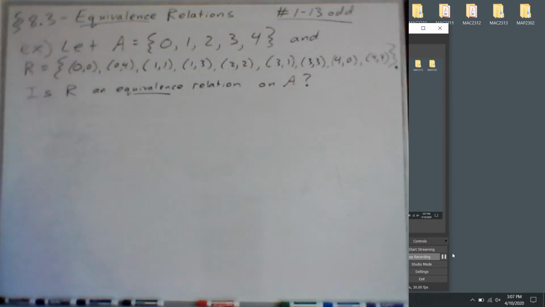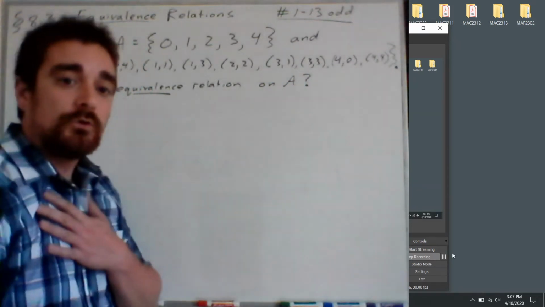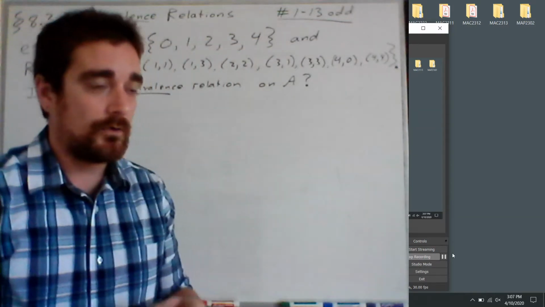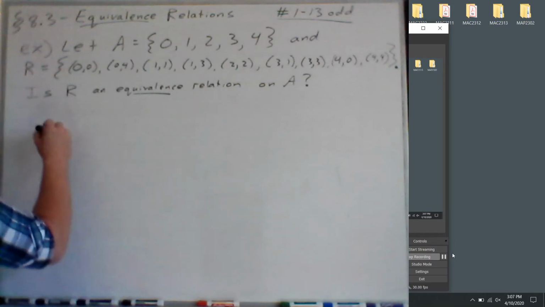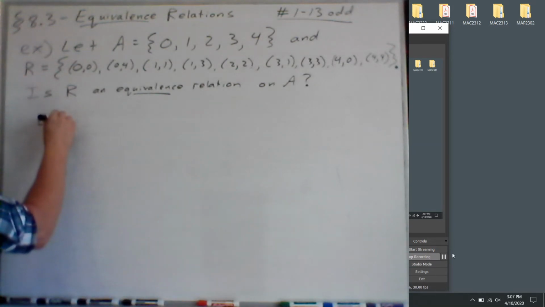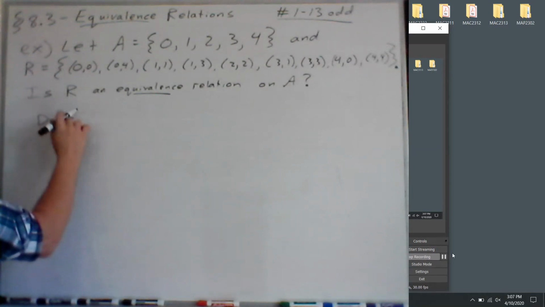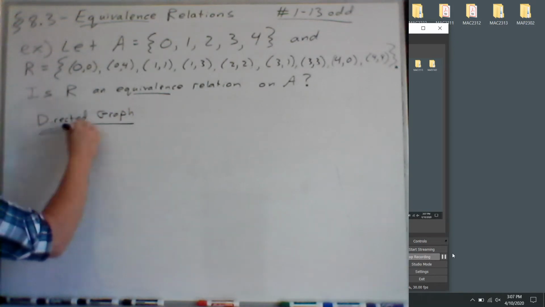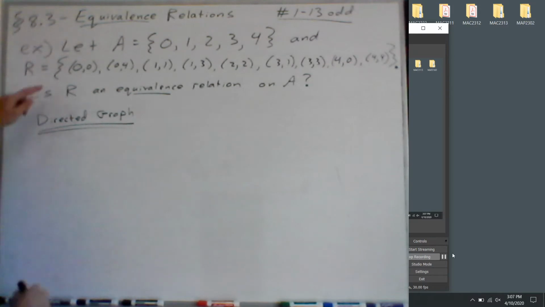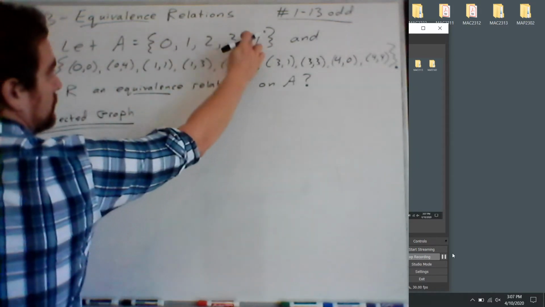Well, we have to check. And one of the ways we can do that, if you remember with distinct, if you look at finite sets, you can use what's called a directed graph. So here is the directed graph for the equivalence relation R on A. So we'll mark down what we have, 0, 1, 2, 3, and 4.